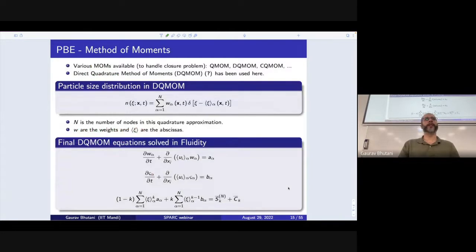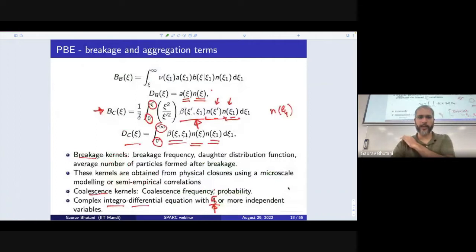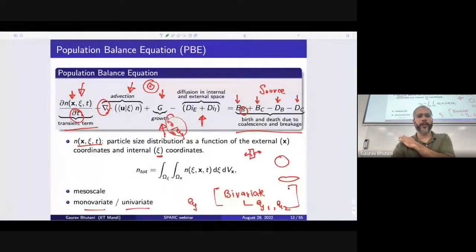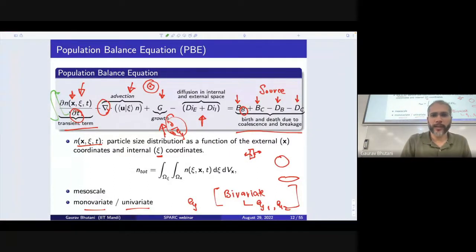So what do we do in the method of moments? Let's go back to the population balance equation. So in this population balance equation, we are tracking n. So what we do here is, we say we'll integrate this complete thing. So basically we take the kth moment of the equation and simplify it. What that will result in is a transport of the kth moment, and then that depends on some things.